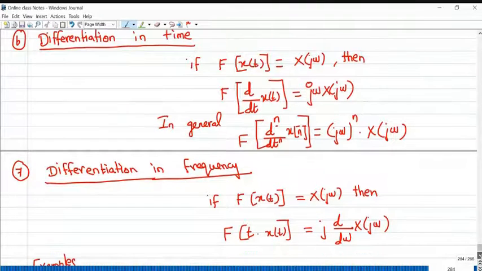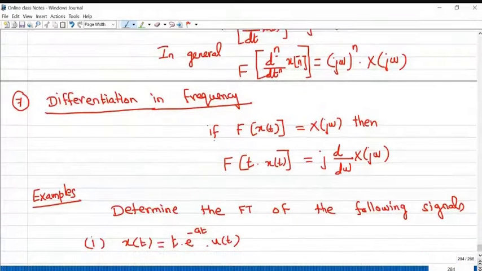Differentiation in frequency domain property. If x of t has Fourier transform X of j omega, then t dot x of t, if you find the Fourier transform now, the result will be equal to j times d by d omega of X of j omega. So this property is called differentiation in frequency domain.